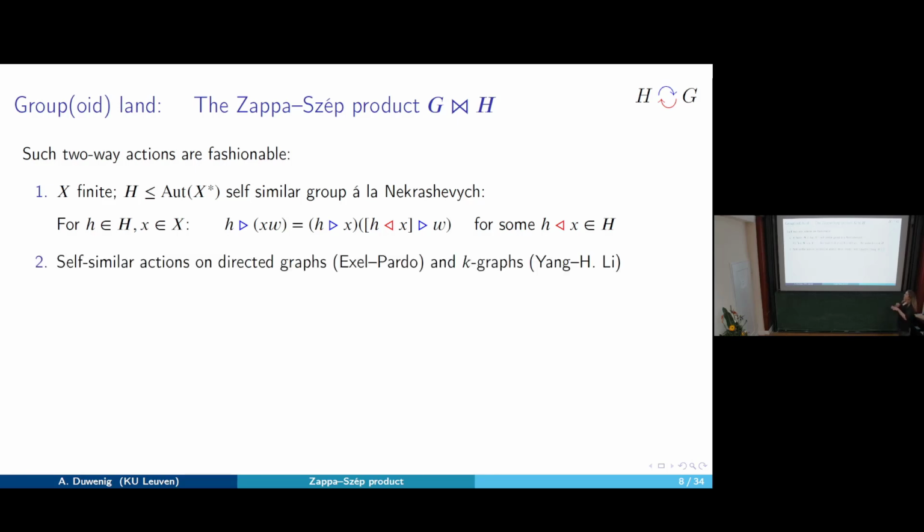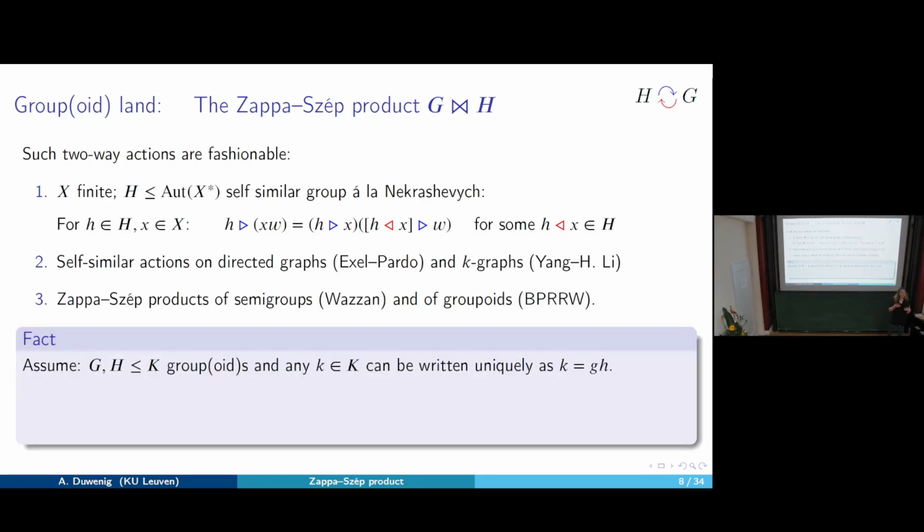There are self-similar actions on directed graphs and on k-graphs. There are Zappa-Szép products of semigroups and of groupoids, and here this W is Mike's W. And so these things really are quite interesting. People are working on these sorts of things.